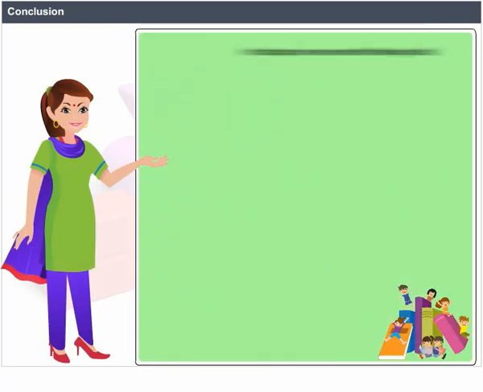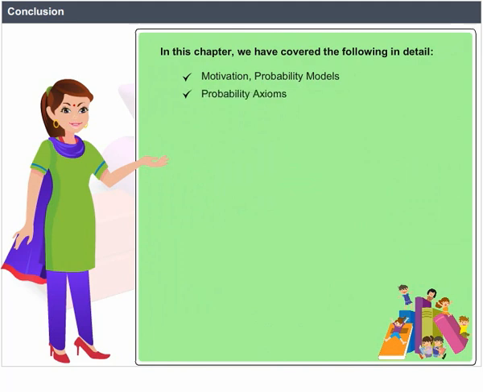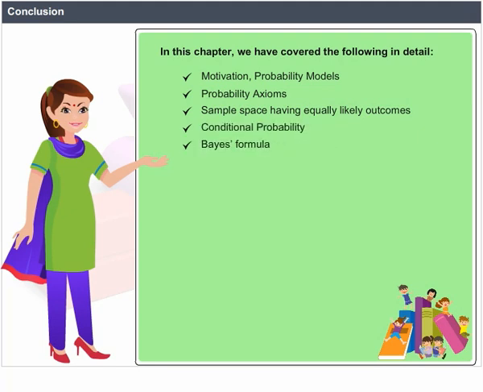Conclusion. In this chapter, we have covered the following in detail: motivation, probability models, probability axioms, sample space having equally likely outcomes, conditional probability, Bayes formula, independent events.